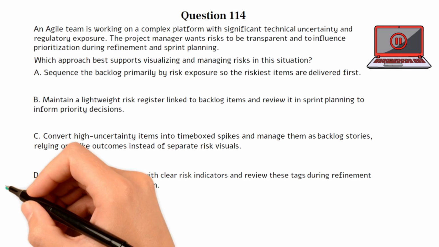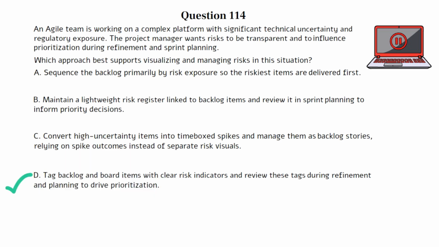The correct answer is D. This question tests your knowledge of how Agile teams make risks visible and integrate them into everyday prioritization. Instead of treating risk management as a separate document or meeting, Agile approaches embed risk transparency directly into team tools like the backlog and task board.